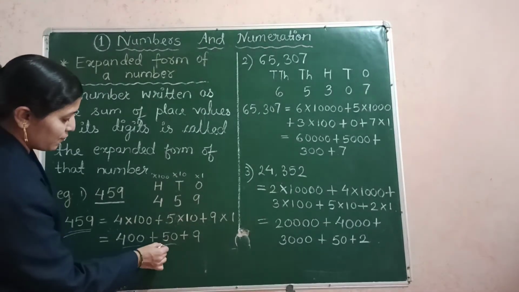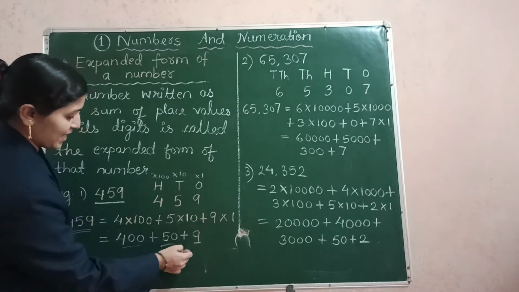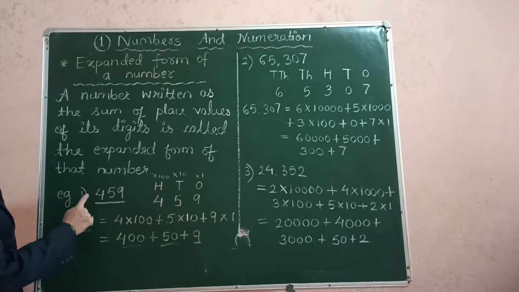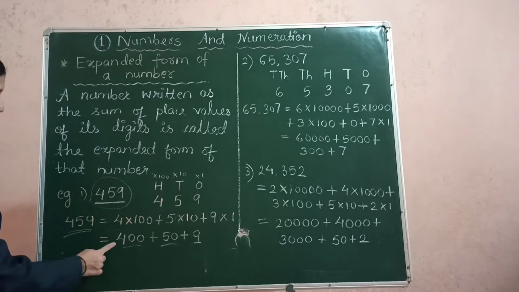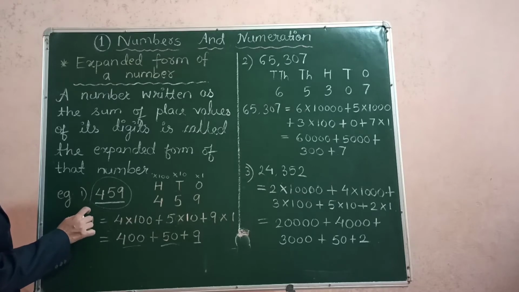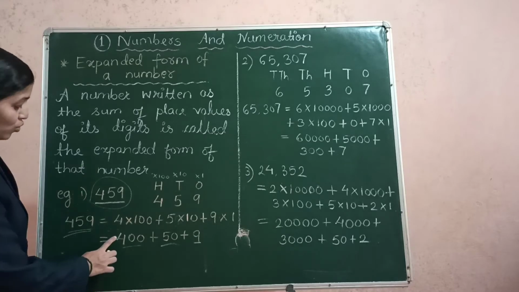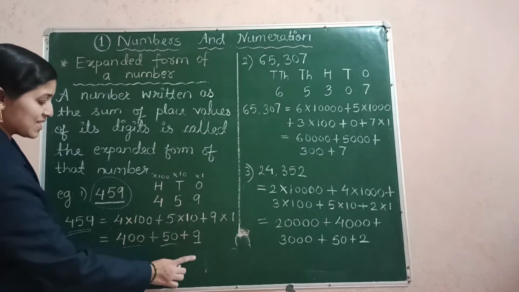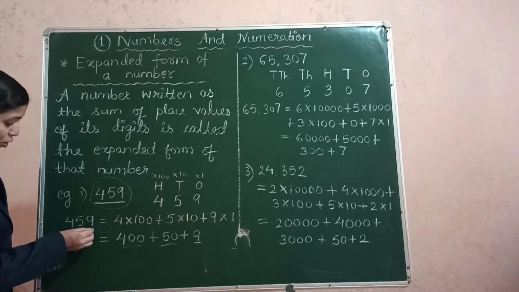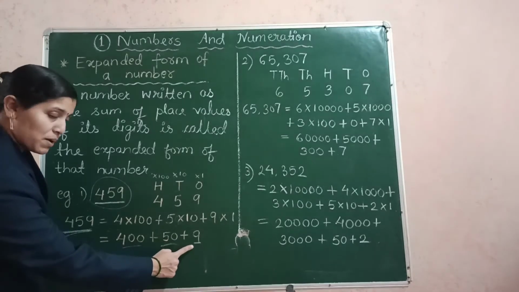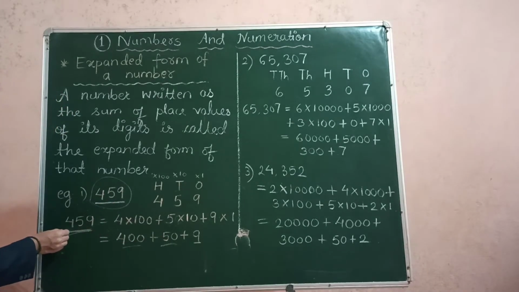5 into 10 is 50. 9 into 1 is 9. So this is the addition of the place value of all the three digits in this number. Isn't it? This is the addition of all the place values of all the three digits which belong to this number. And so this 400 plus 50 plus 9 is the expanded form of this number.